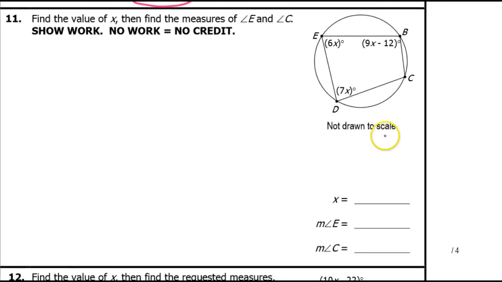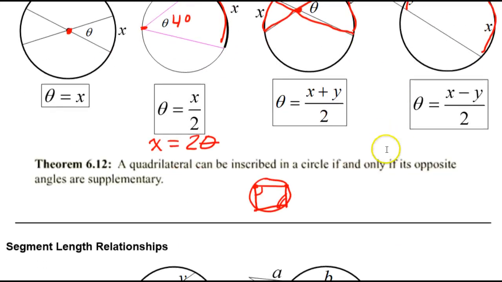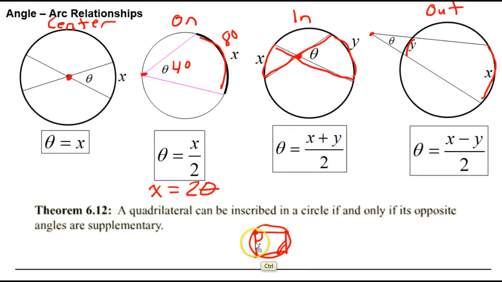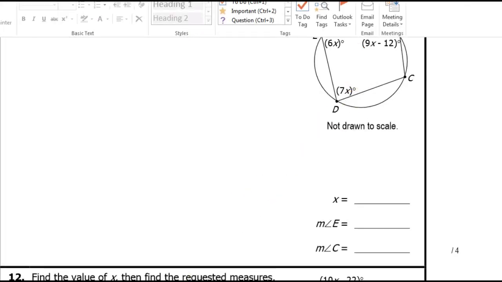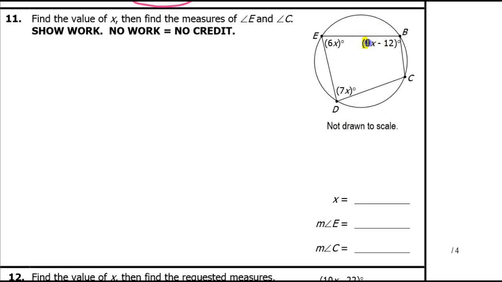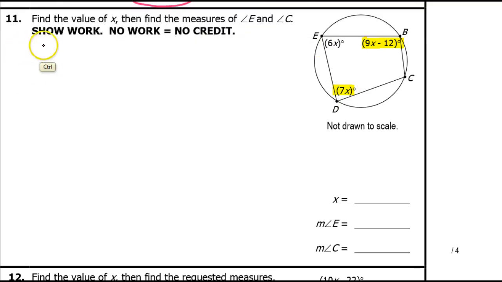Okay, number 11. Find the value of x, then find the measures of angles E and angle C. So what we talked about, when you have a quadrilateral inscribed in a circle, the opposite angles are supplementary. So that's what's happening here. When I say the opposite angles are supplementary, I'm talking about, for example, angles B and D. Those are supplementary, which means they must add up to 180.